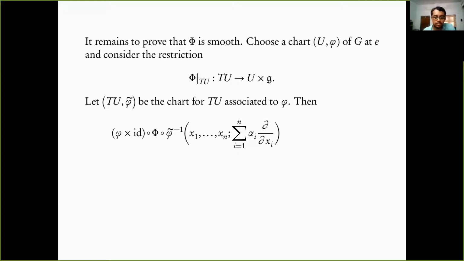But you want to show that this is a smooth map of the variables x1, x2, xn and the alpha i's. So are there any questions up to this point regarding what exactly we are checking? So we want to check that this is a smooth function of xi's and alpha i's. Okay, in case you are hesitant but you more or less see the logic, just go back and revise your notes.